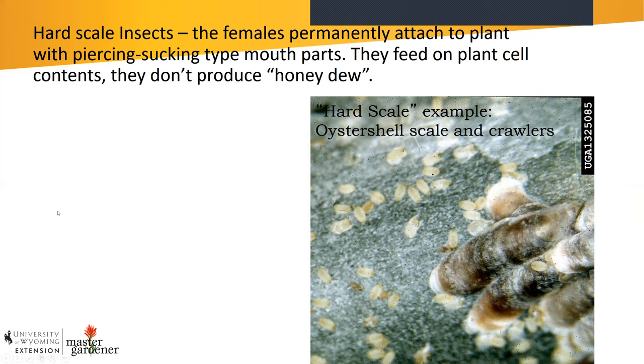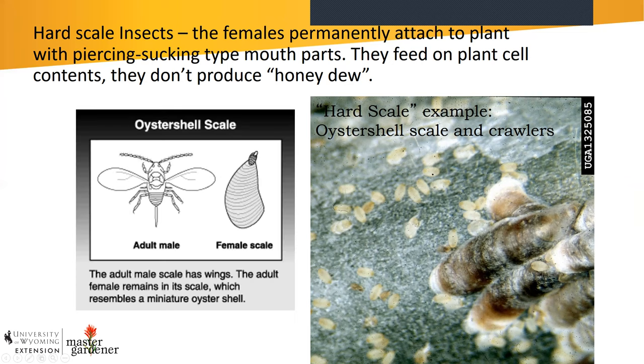So again, they don't produce honeydew. This is what the adult male looks like. So it only has two pairs of wings, but it's not a dipteran, it's a homopteran. But that's one of the interesting things about insects. There's always exceptions.